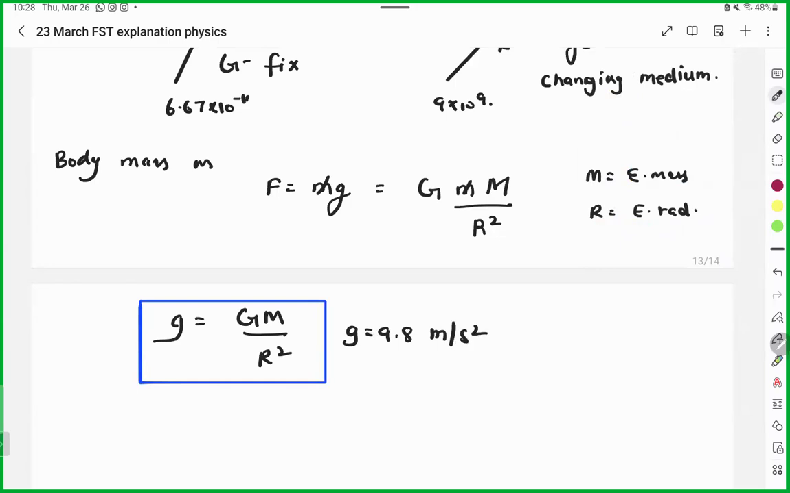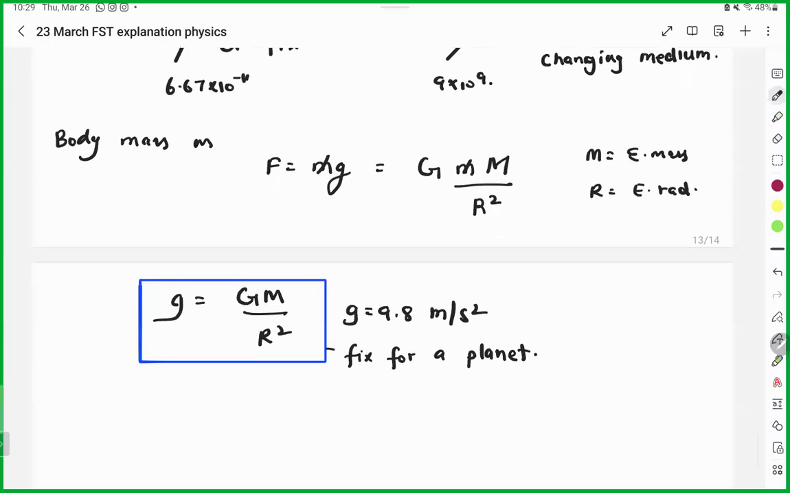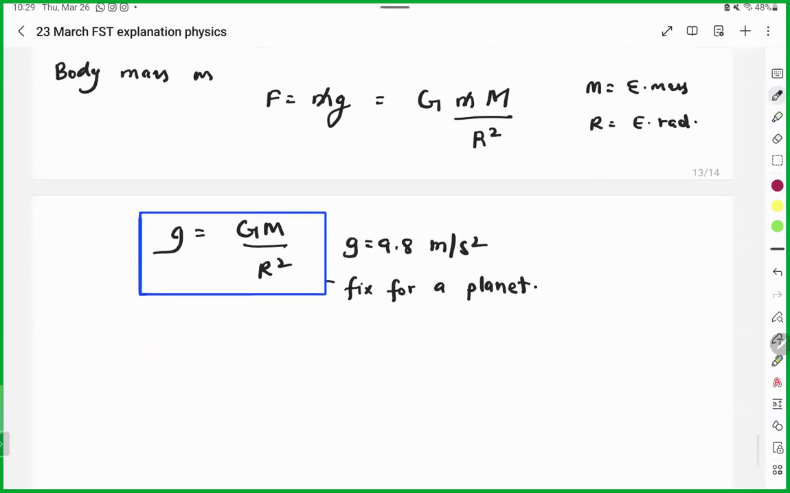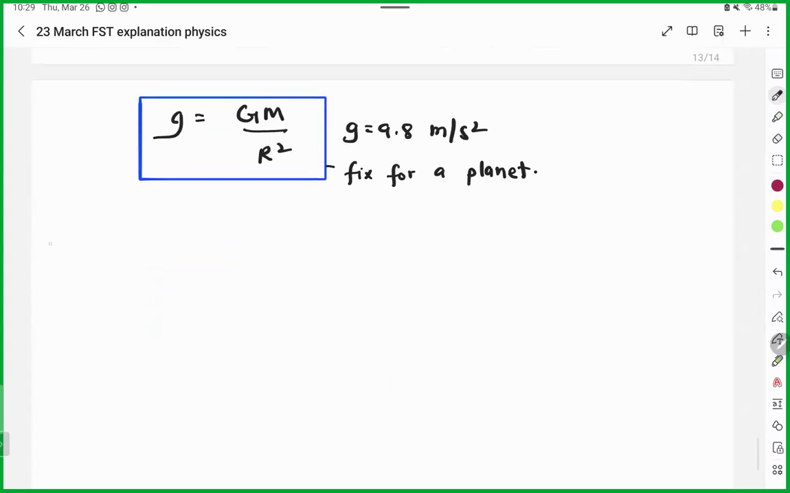Correct? But it is fixed for a planet. If we have one given planet, then it is fixed. If we change the planet, then the value will change. If you change planet, then M value is different, r value is different, g value will be different. For example, if we calculate gravity for the moon, it is different.